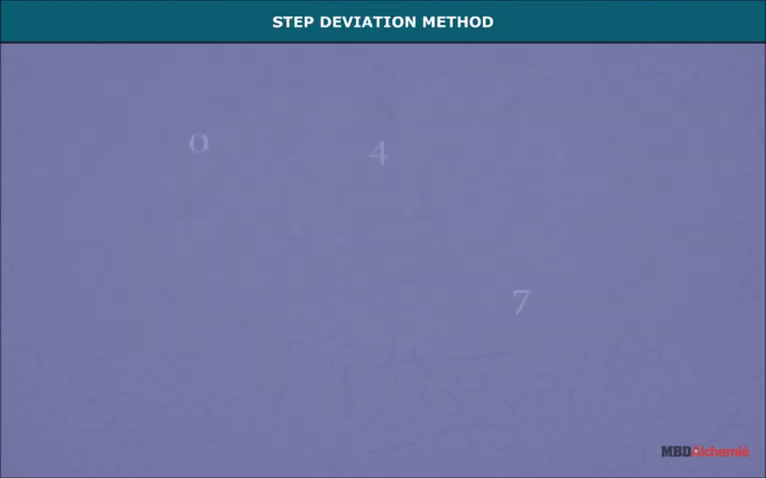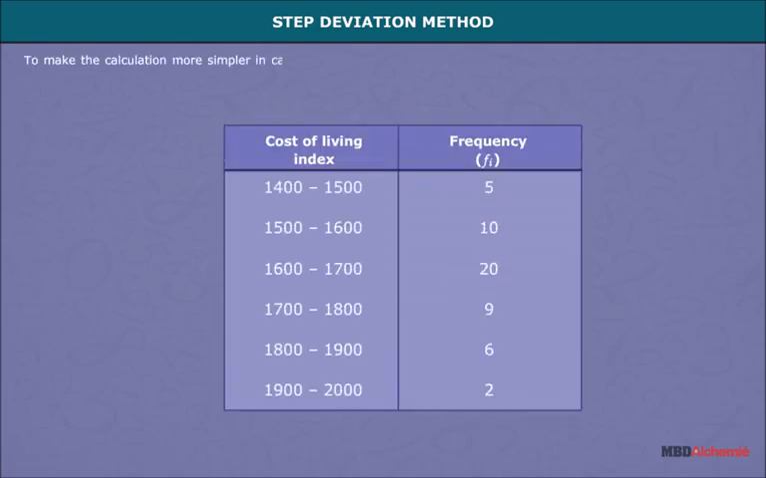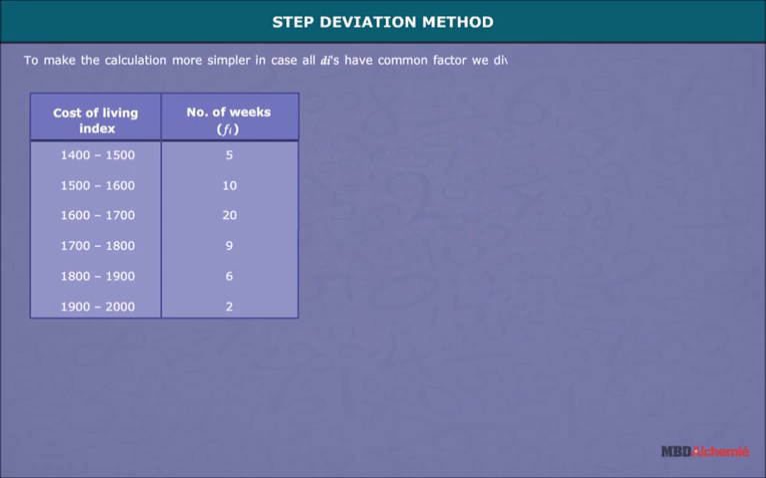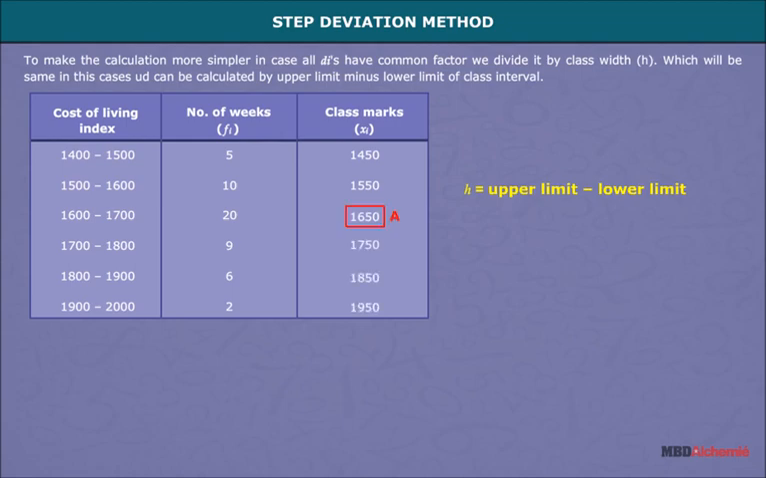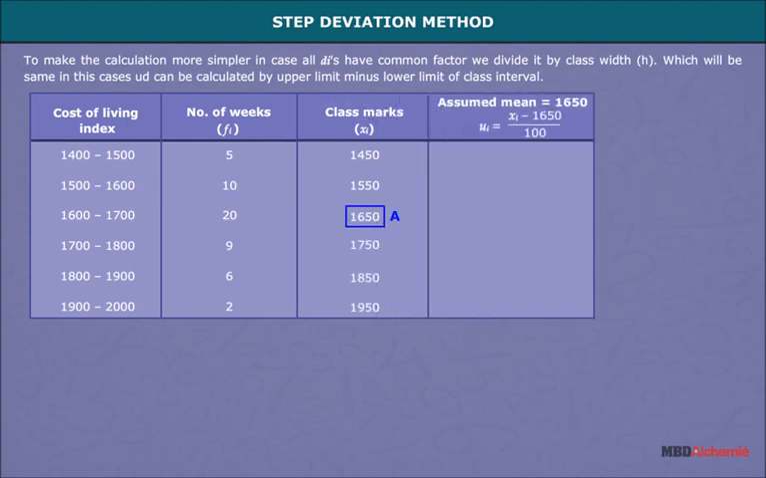Step deviation method. To make the calculation simpler, in case all di's have a common factor, we divide it by the class width h, which will be the same in this case, and can be calculated by upper limit minus lower limit of the class interval. As shown in the example, ui of the first class interval is (1450 minus 1650) divided by 100. Similarly, we can find ui's of other class intervals.